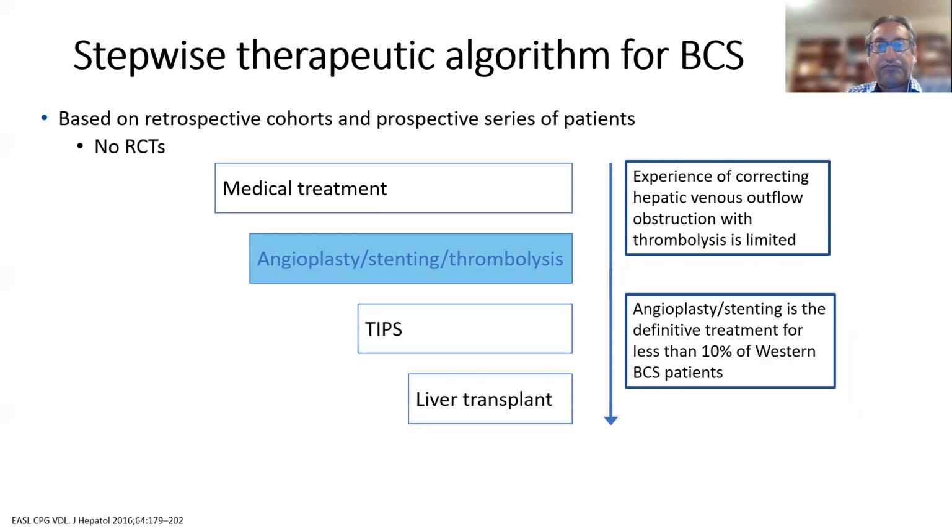The second step in the management is angioplasty, stenting, and thrombolysis. It has to be in experienced hands, because experienced hands can correct the hepatic venous outflow obstruction. But thrombolysis is limited. Most of the time we use angioplasty and stenting. This is a definitive therapy for patients with webs or other lesions, although, as I mentioned, what we mostly see in the West is thrombosis. So this can only be offered in 10% of Western patients.